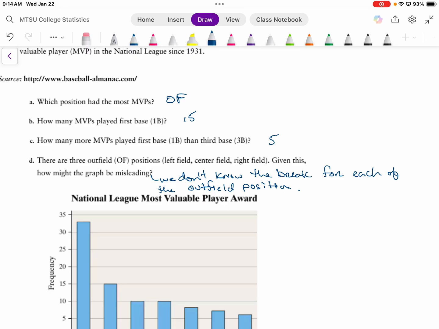So, knowing I have several baseball players in here, which one do you think in the outfield would be more likely to get the MVP? Which position? Probably center field. Why? Gets the most balls. Okay. Most balls going towards center field? Okay. All right.